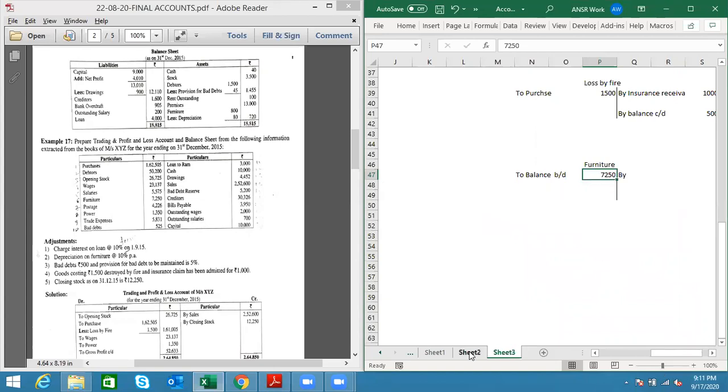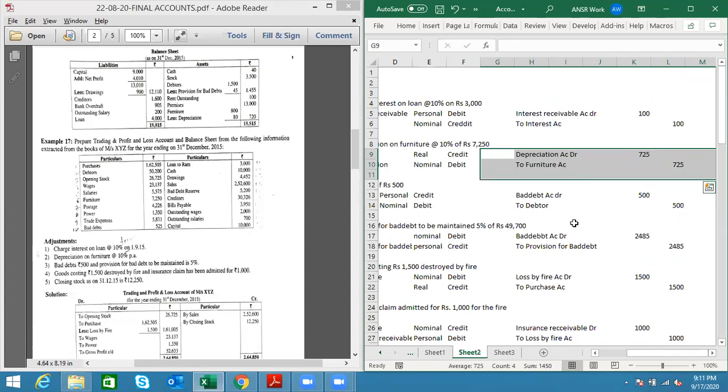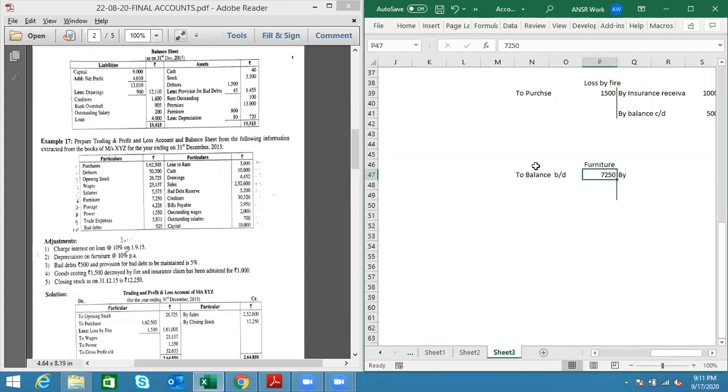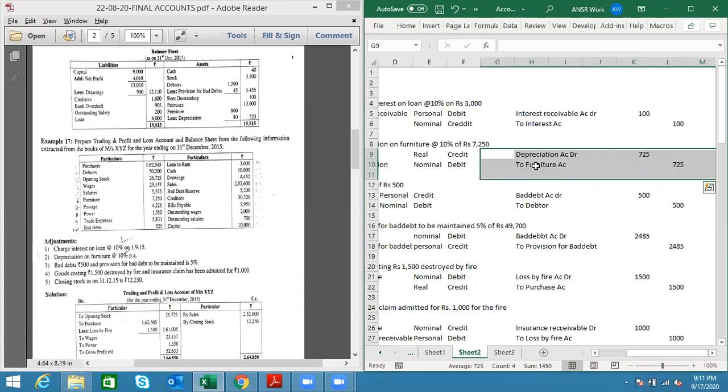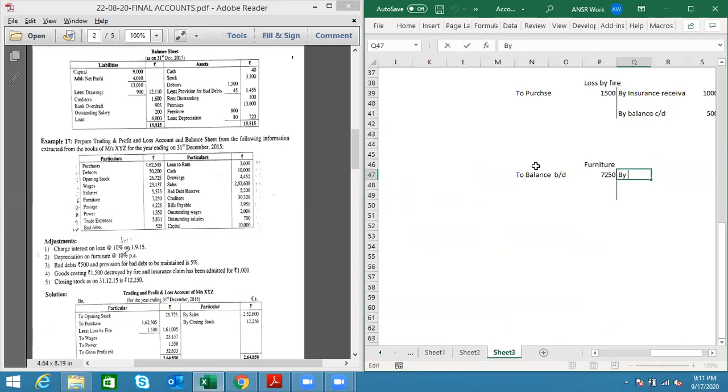Then we have already passed an adjustment entry for that particular transaction, which is depreciation account debit to furniture account. Now we are posting this entry to that particular ledger. Here the furniture account is being credited, so we will post that entry on the credit side. The particulars will be the other aspect of the journal entry. Do you remember that concept? By depreciation account. Yes, perfect.